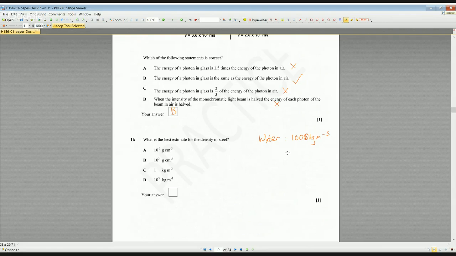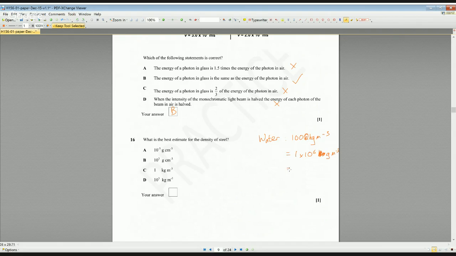We can convert that into grams per meter cubed. So it's 1 times 10 to the 3 kilograms per meter cubed, 1 times 10 to the 6 grams per meter cubed.